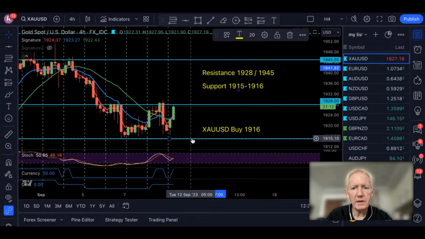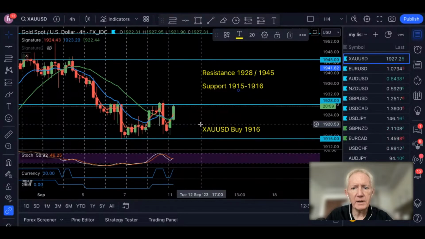All right, and then I have that potentially my buy limit will open here at 1916. All right, so at the moment, gold is not something that you can take a trade on and hold for a long period of time. We're getting a lot of range trading with gold.